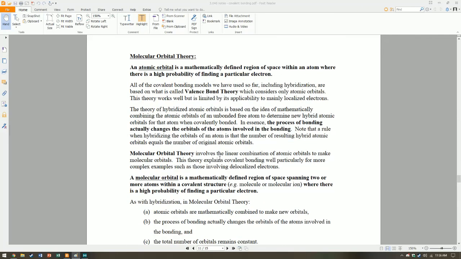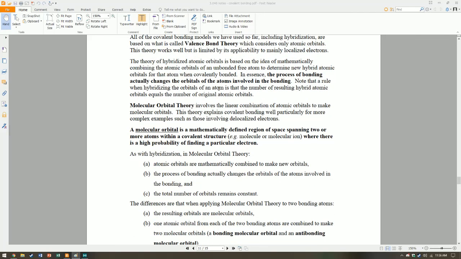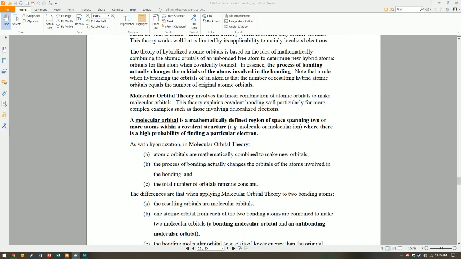And then molecular orbital theory. An atomic orbital was defined as a mathematically defined region of space where there was a certain probability of finding an electron. And a molecular orbital is no different. It's just spanning two or more atoms where there is a certain probability of finding an electron. All of these covalent bonding models which you've used so far work on valence bond theory, which only considers atomic orbitals, but it's limited to localized electron models, whereas molecular orbitals account for things like delocalized electrons. In essence, the process of bonding actually changes the orbitals of the atoms involved in the bonding, so therefore you get molecular orbitals.